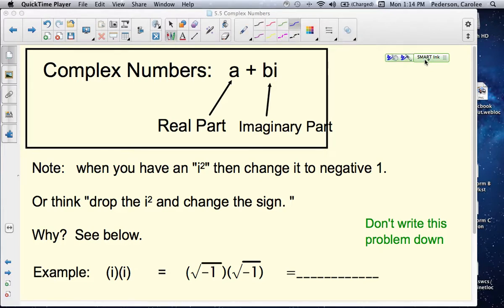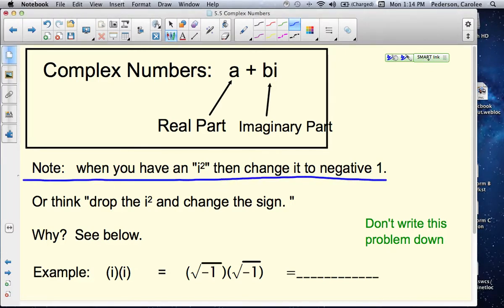I do want you to make a note of this in your notebook. When you have an I squared, you replace that I squared with a -1. And then below this, I'm going to show you why you don't need to write that example down.